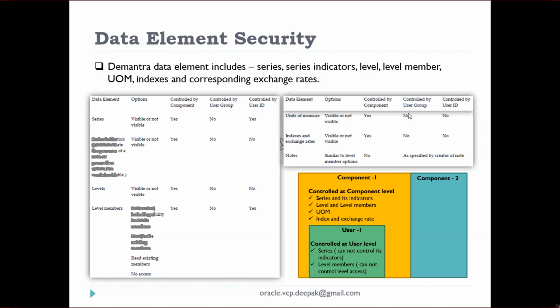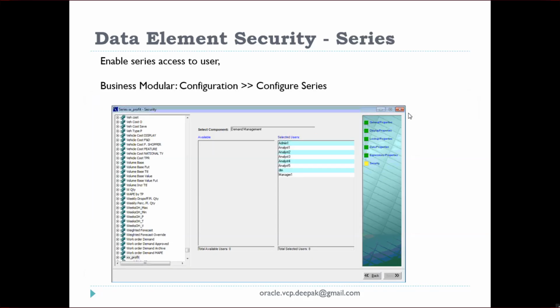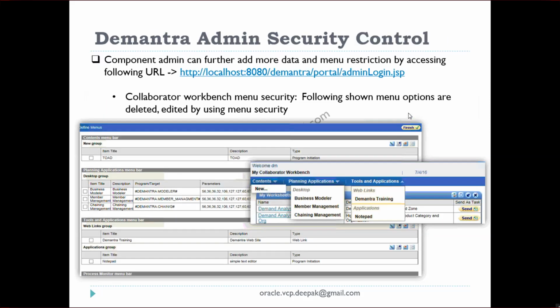Now open user ID. Okay, let me select a DM user. See how for the DM user I can disable it. So if you go through each of these examples, then you will come to know how the security works. So this is from Business Modular and Collaborator Workbench.